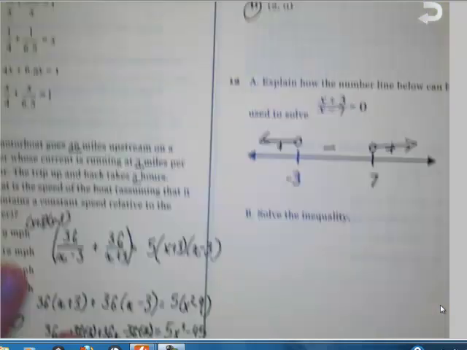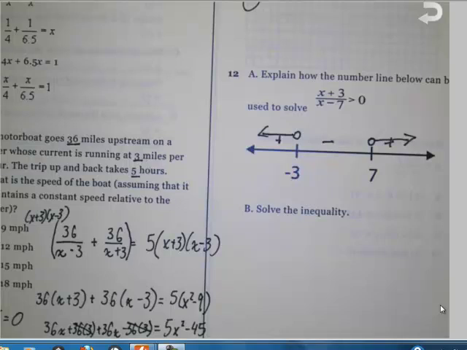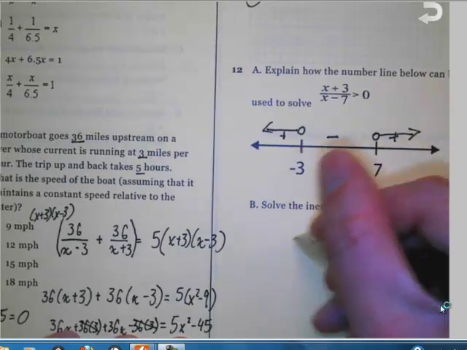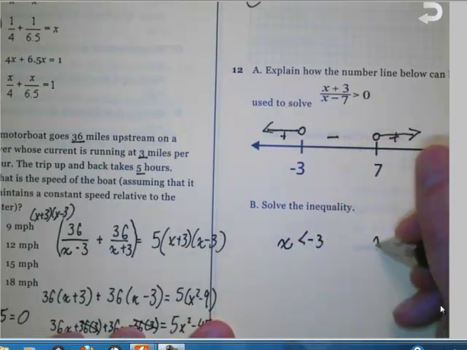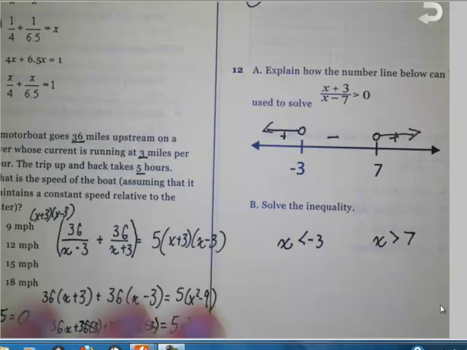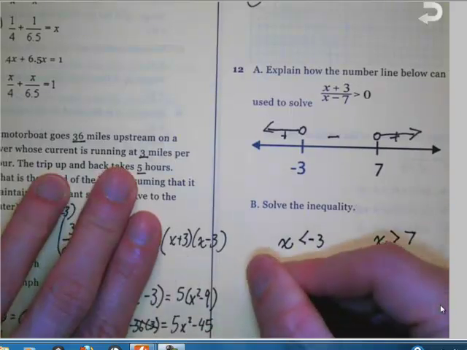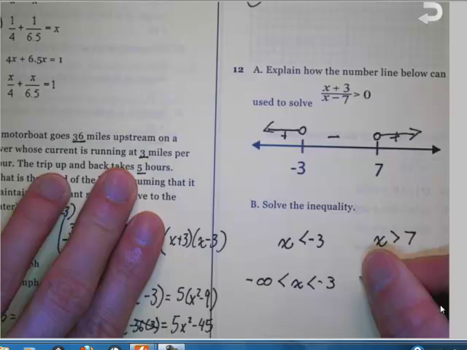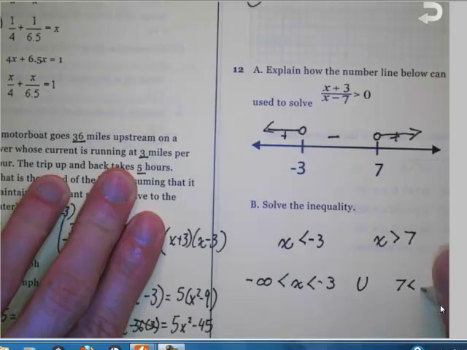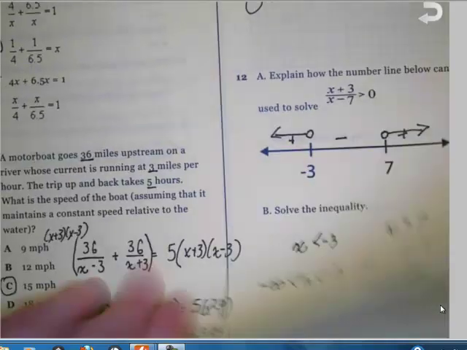After that, what it is simply asking you for is, do you recognize what an inequality looks like? Well, here we have the inequality that x is less than negative 3 and that x is greater than 7. If you want to be meticulous about that, you can actually say, okay, negative infinity less than x less than negative 3, and 7 is less than x less than positive infinity. And that's what you've got going on there.